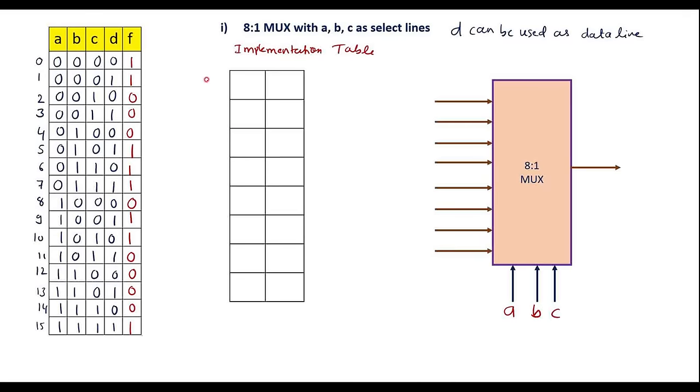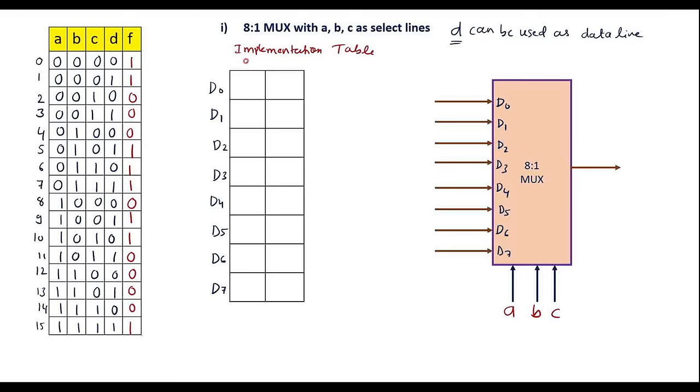In the implementation table, first write the possible data lines. Here the data lines are D0 to D7. So this is data line D0, D1, D2, D3, D4, D5, D6 and D7. In the implementation table, write the data lines here like this. As I said, ABC are the select lines, and D is supposed to be used as data line. Here we can observe in the D column, alternately there is 0 and 1. For 0, it is 0, for 2, it is 0, for 4, it is 0, for 6, it is 0, that is, for all even values, the D value is 0. For all odd values, the D value is 1.